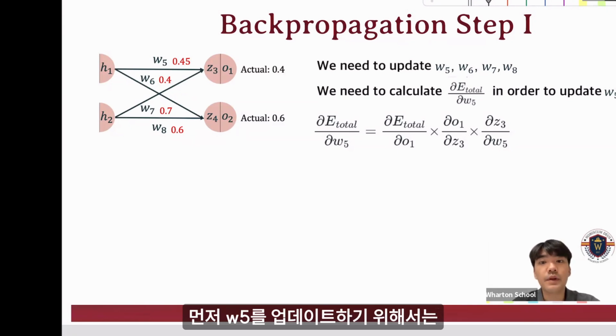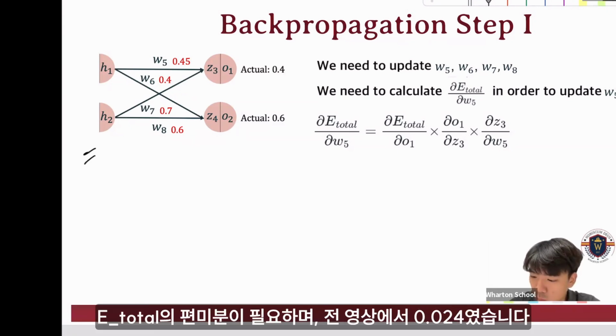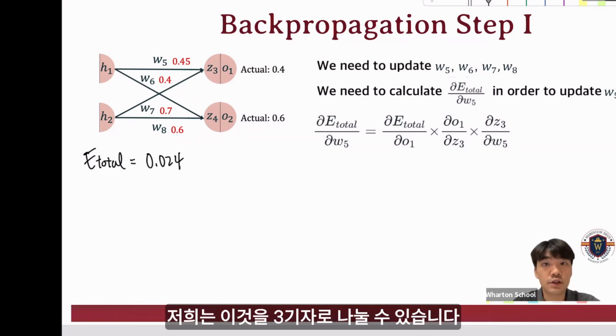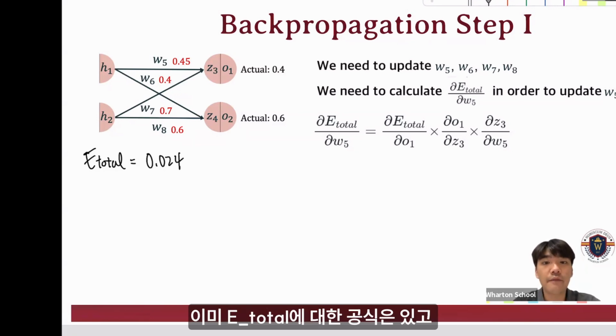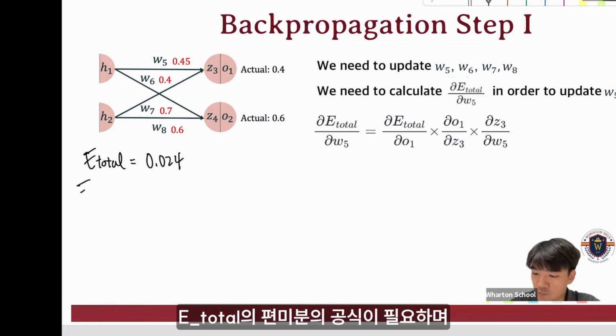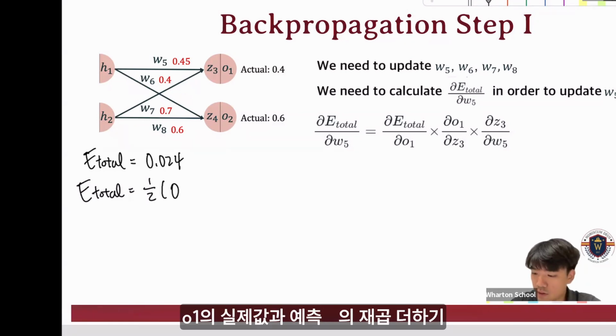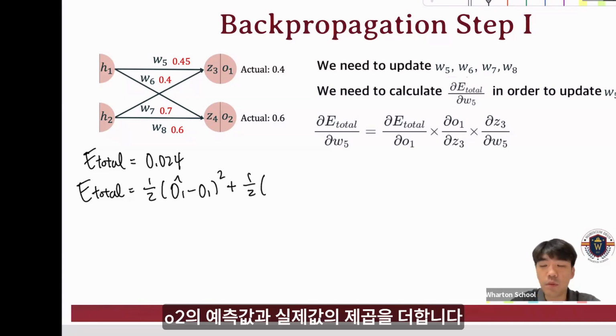To update W5, we need to calculate the partial derivative of E total, which was 0.024 from the previous video. Using the chain rule, we can break this down into three parts: E total with respect to O1, O1 with respect to Z3, Z3 with respect to W5. We already have the value of E total, and the formula for E total is 1 over 2 multiplied by the difference between predicted O1 and the actual O1 squared, plus 1 over 2 multiplied by the predicted O2 and the actual O2 squared.